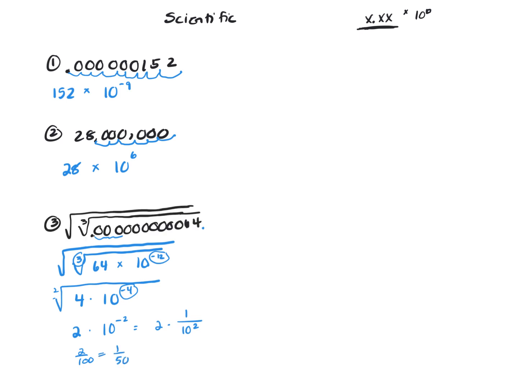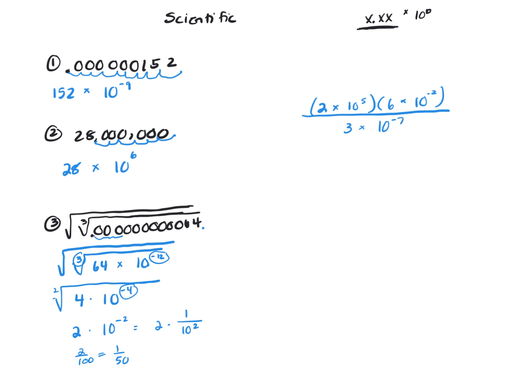Now number 4 looks like a real GMAT problem, okay? Let's switch all those to scientific notation. That's going to be 2 times 10 to the 5th. And that's going to be 6 times 10 to the negative 2 divided by 3 times 10 to the negative 7.